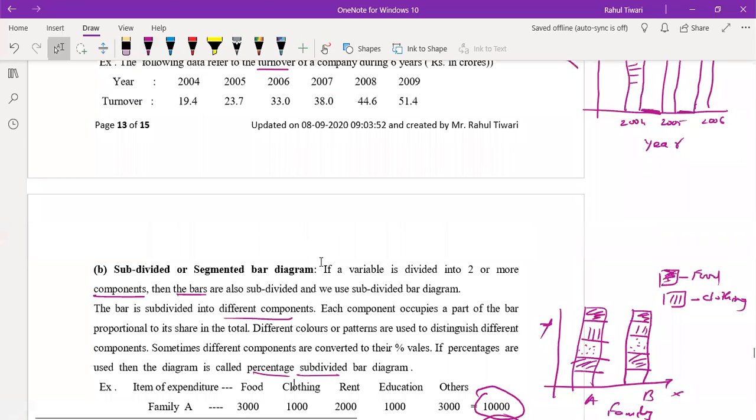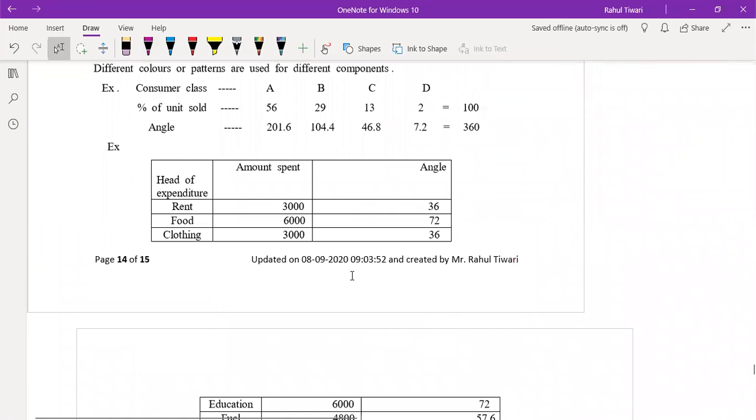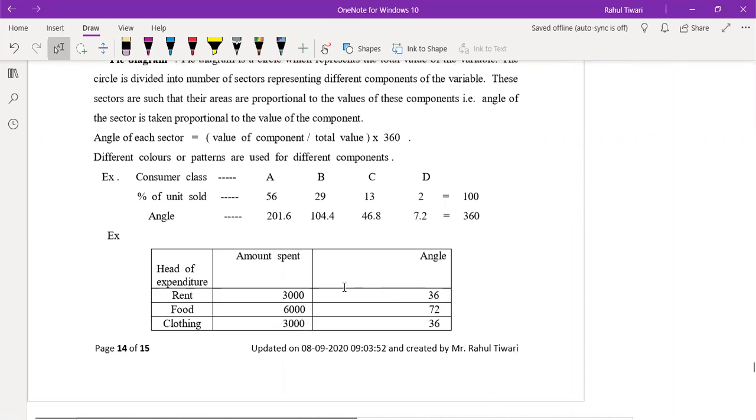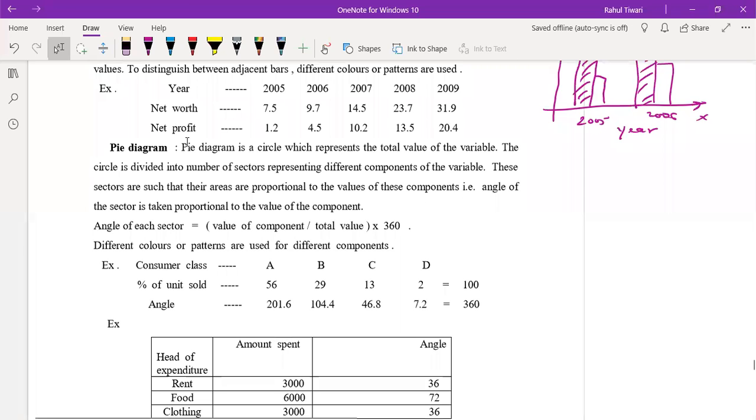These are basically the three types of diagram. Now another one we have is the pie chart. Pie chart and subdivided bar diagram do not differ much. Only the thing is that there also we have components, and here also we have components, but here we convert the data in terms of degrees, angles. A pie chart is a circle. You always have to represent it in the form of a circle of the total value of the variable.